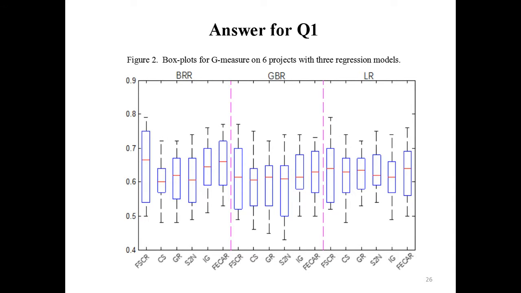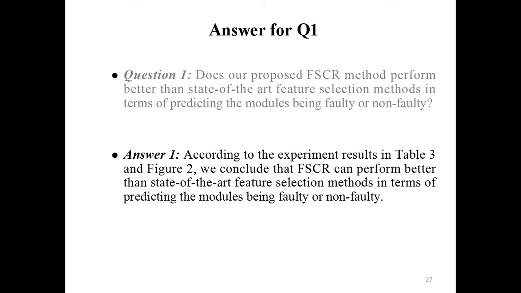Figure 2 shows the box plots of G-measure values with 6 methods for 3 regression models on 6 projects. According to the experimental results, we conclude that FSCR can perform better than state-of-the-art feature selection methods in terms of predicting the modules being faulty or non-faulty.